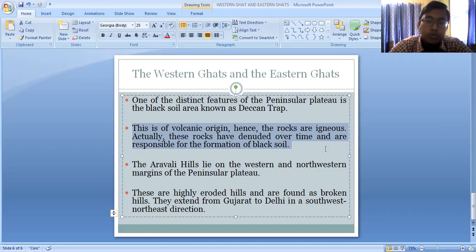Okay, so actually these rocks have denuded over time and are responsible for the formation of the black soil. Okay, so because of the disintegration of the igneous rock, breaking down of the igneous rock into small pieces, and further disintegration and decomposition of these fragmented parts of the igneous rocks has led to the formation of the black soil actually. And this is the only reason that black soil can be found only in the Deccan Trap region, only in the peninsular plateau of our country, because the underlying rocks are igneous rocks in nature.